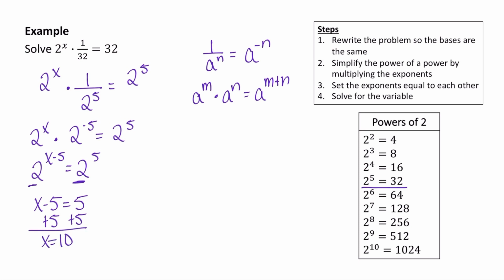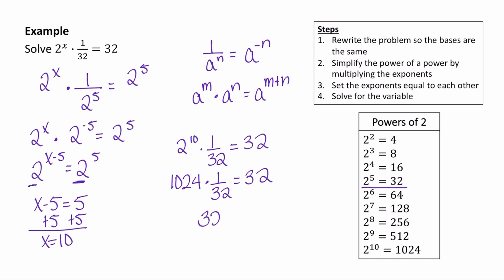If I plug this back into my problem, I get 2 to the 10th times 1 over 32 equals 32. If you do this on your calculator, you can enter 2 to the 10th. Remember, you do 2 caret 10, and that gives you 1024. Then if you multiply that by 1 over 32, that does in fact equal 32. So you can use your calculator to verify that this answer is correct. We know we don't have any extraneous solutions. x equals 10 is the correct answer.